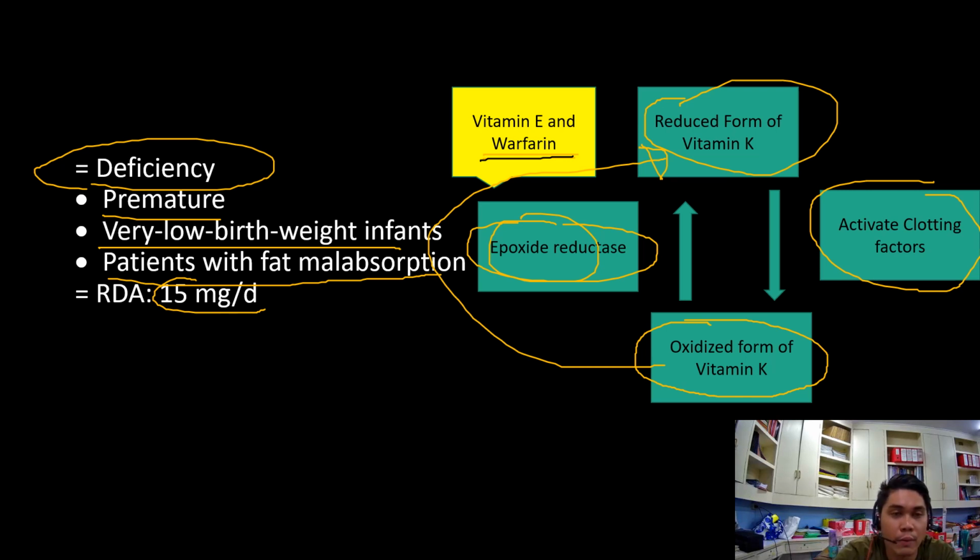Another is, what if you combine vitamin E and warfarin? For example, you're taking warfarin and then you also take vitamin E. You also use vitamin K supplementation. Now, if you combine vitamin E and warfarin, that can cause internal bleeding. Why? Because vitamin E will also inhibit the enzyme epoxide reductase. So instead of one agent that will inhibit epoxide reductase, you have two agents, the vitamin E and warfarin. Okay?